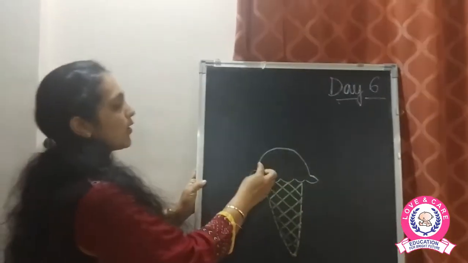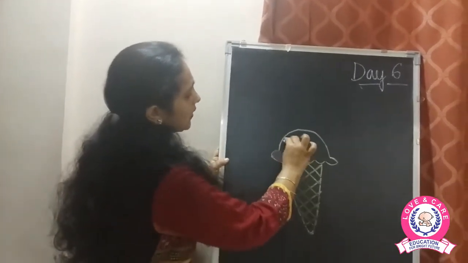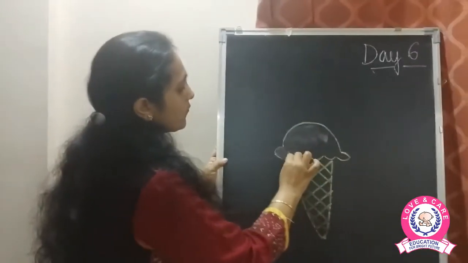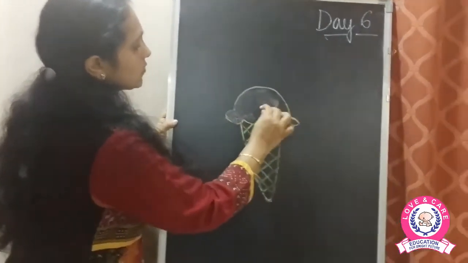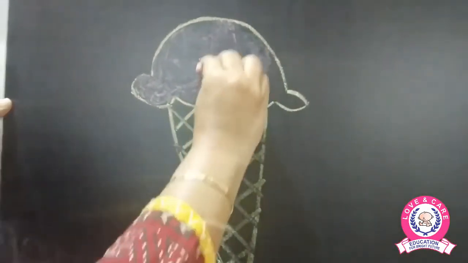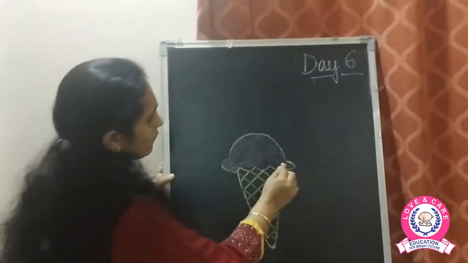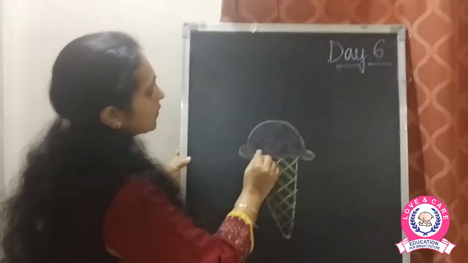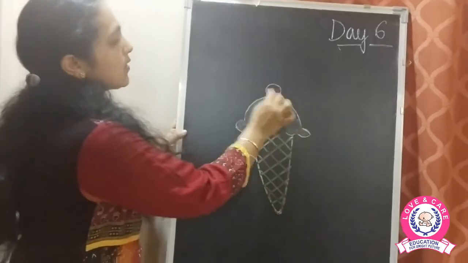Now this you can have of your choice. जैसे अगर आपको स्ट्रॉबेरी आइसक्रीम पसंद है तो you can color it pink in color. If you like the pista then you color it green. आपका जो भी favorite flavor है आइसक्रीम का you have to color it. So this is the way you are going to draw the ice cream. And then you have to color it.